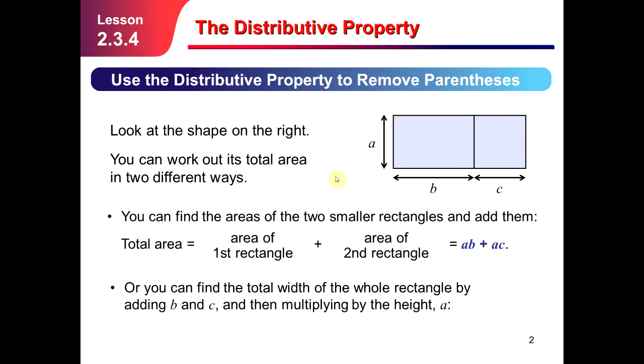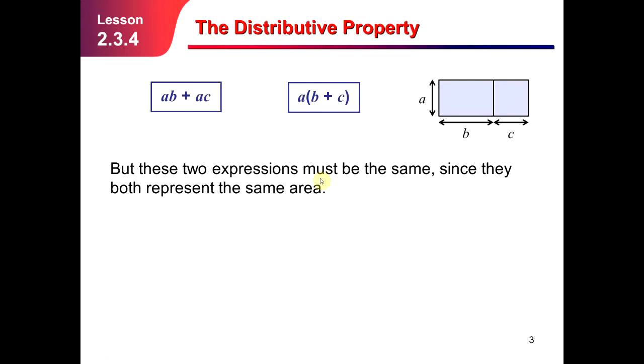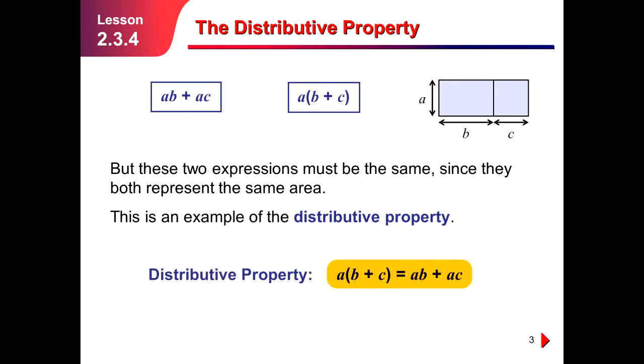We can also find it by looking at the whole rectangle. The height is still A, but now we've added the two bases together for B plus C. A times the quantity B plus C, and that gives the area of the rectangle. These two expressions must be the same since they both represent the same area. This is the distributive property. So you need to learn this way of writing it. A times the quantity B plus C is the same thing as A times B plus A times C.